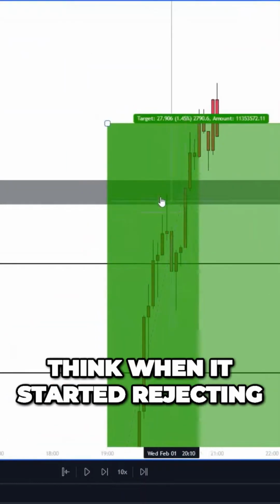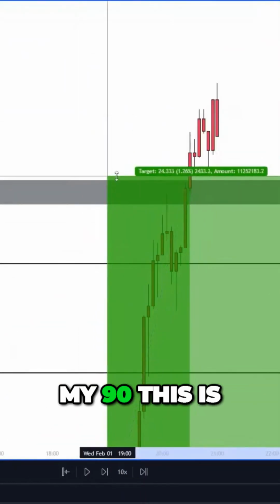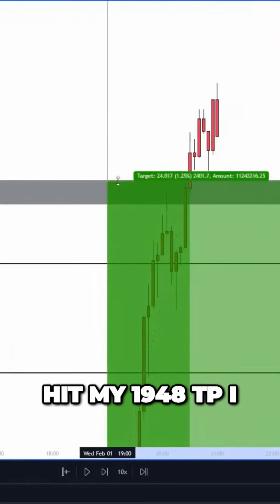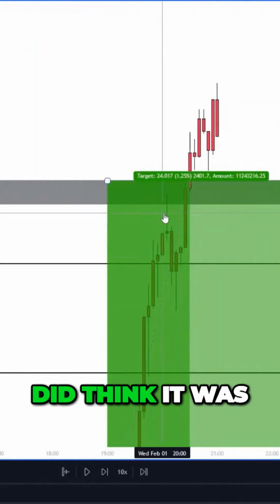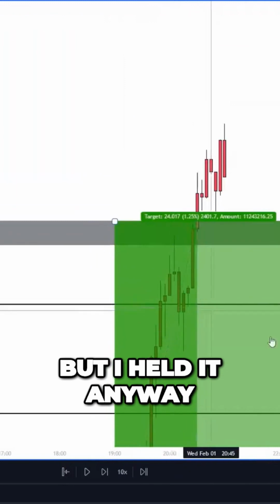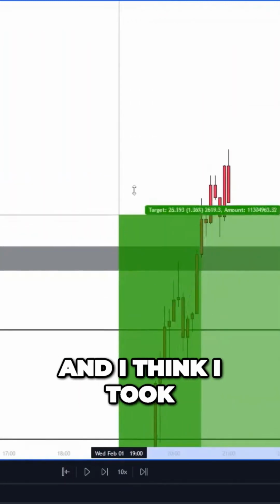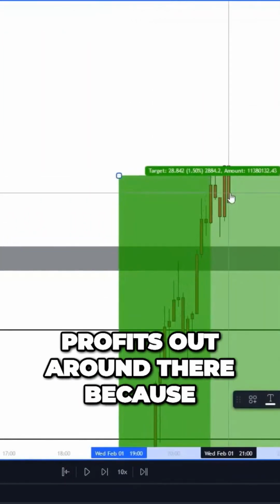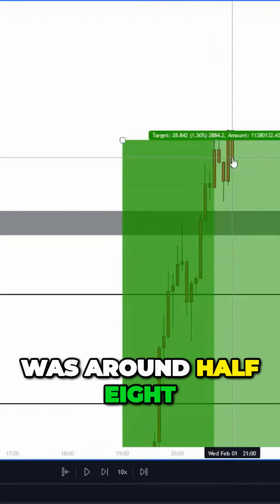I did think when it started rejecting this zone, but it didn't hit my 1948 TP. This is on my actual account, by the way. I did think it was just going to drop down from there, but I held it anyway, and it did continue to push to the upside. And I think I took profits out around there because I went to bed at that point. It was around 8:30, I think.